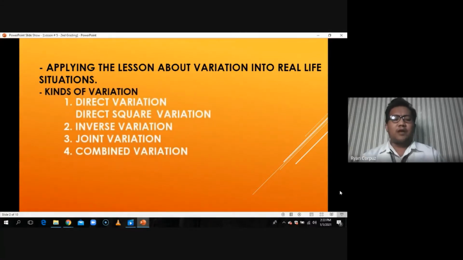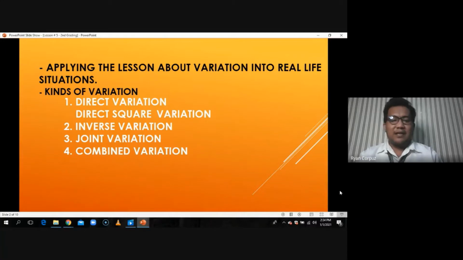Those kinds of variation that we have discussed are, first, direct variation. Under direct variation, we also discussed what we call direct square variation. Then after discussing it, we came up with inverse variation. And third, we have the joint variation. And the last is combined variation.